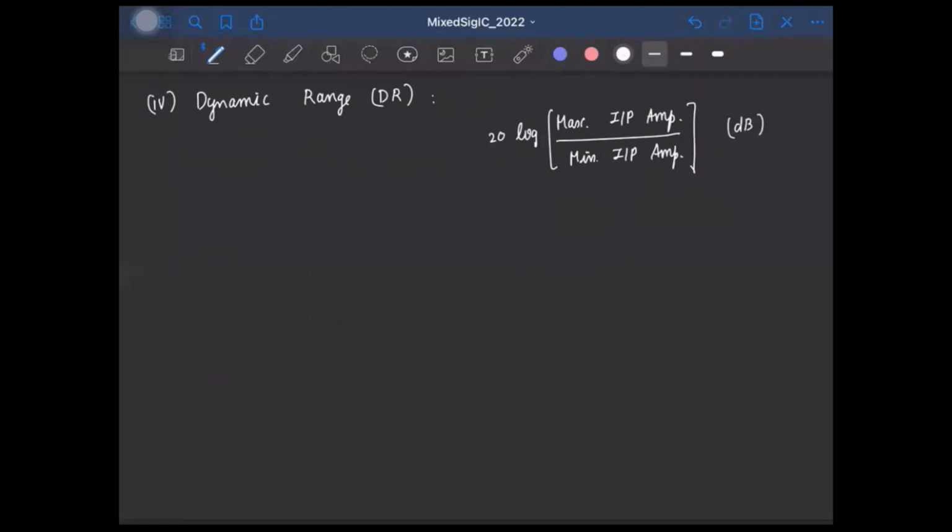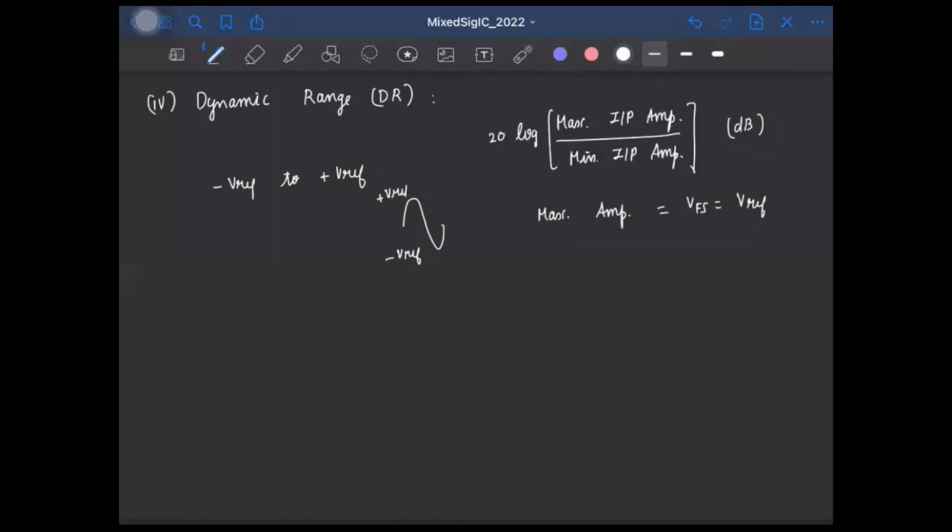Okay. Well, we know that if the ADC can operate from minus Vref to plus Vref, the maximum input amplitude is Vref, right? So the input sinusoid can span plus Vref to minus Vref. That is the maximum amplitude. So the maximum amplitude is usually the full scale voltage, which in our case is equal to Vref.